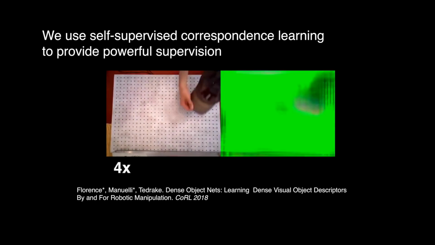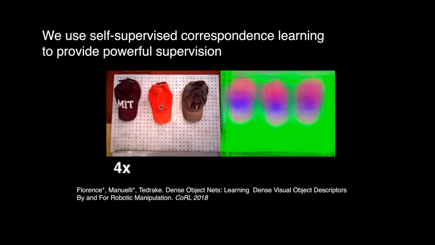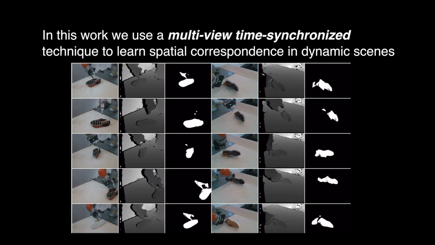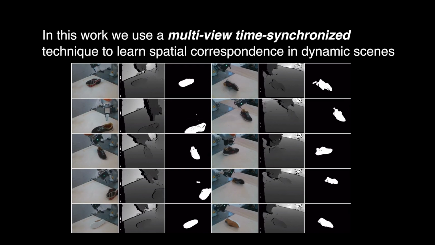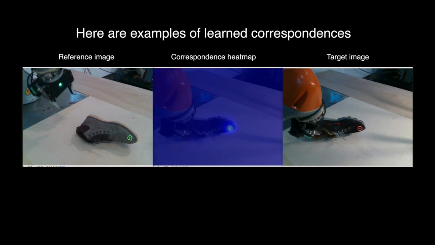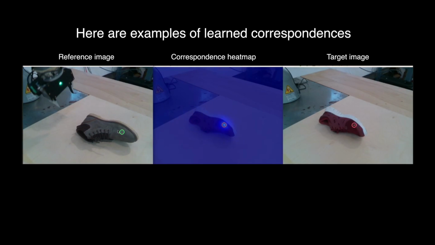Recent work has shown correspondence learning to be a powerful source of supervision that robots can teach themselves. In our new work, we are able to handle learning from dynamic scenes by using a multi-view time-synchronized technique. Here are some examples of correspondences, here in a dynamic scene, here across sizable shape variation, and a variety of instances in the class.